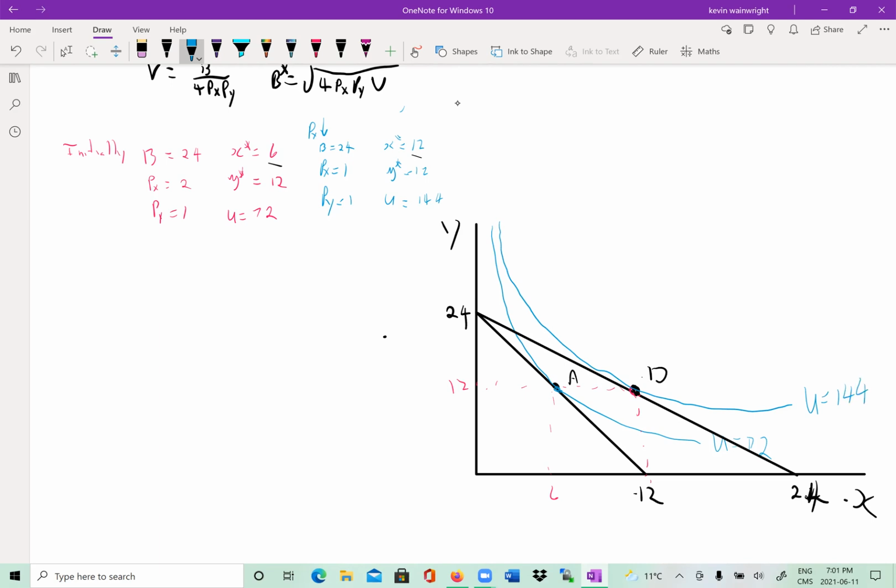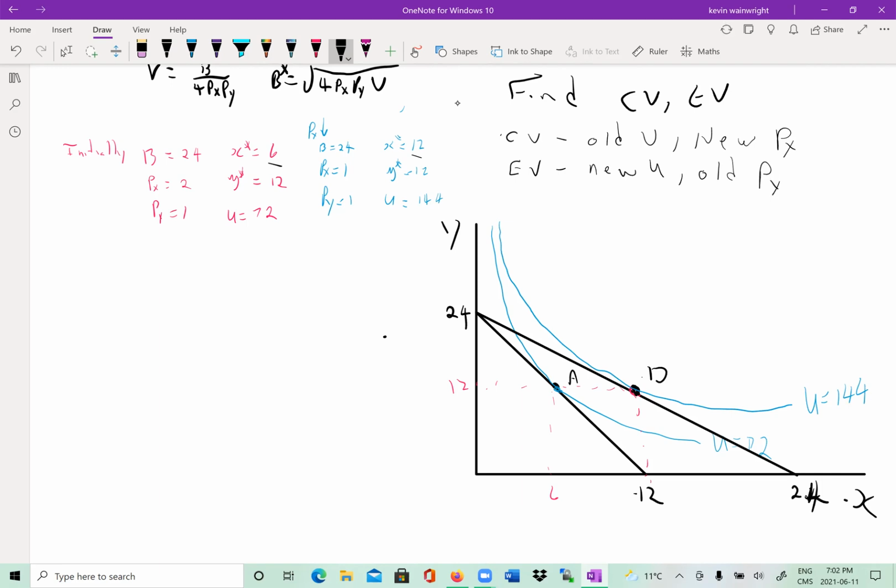Okay, so I want to find CV and EV. And CV will be the old utility, new price of X. And EV is new level of utility, but at the old price of X.